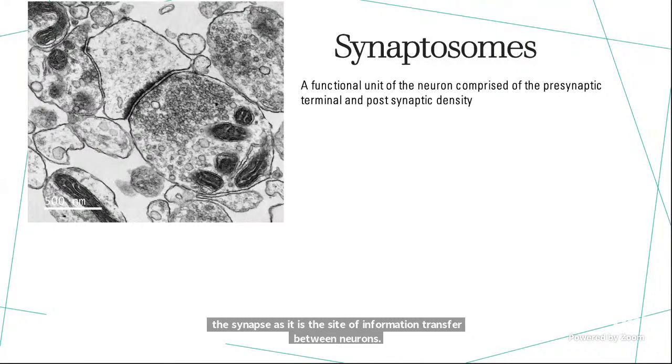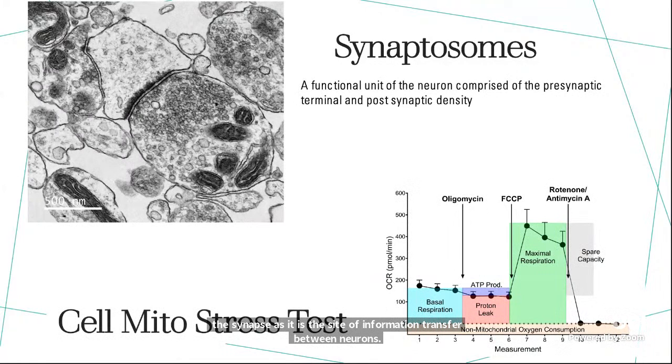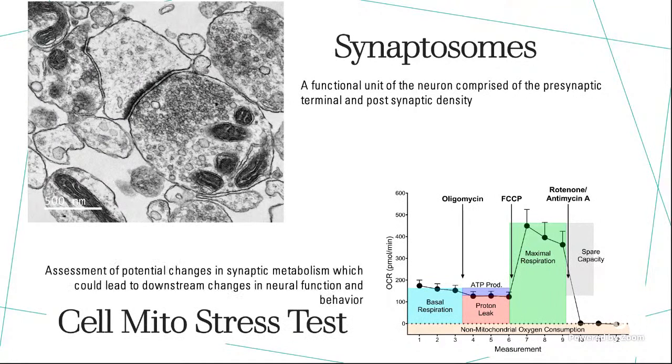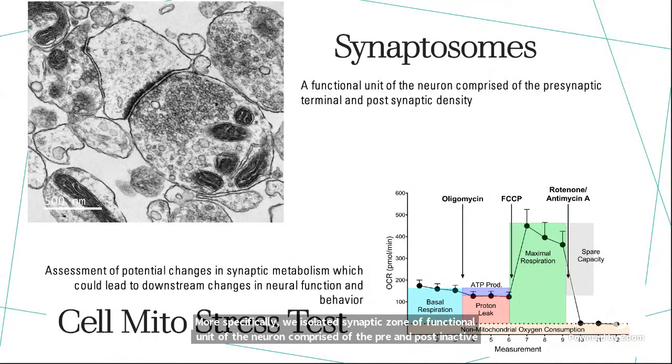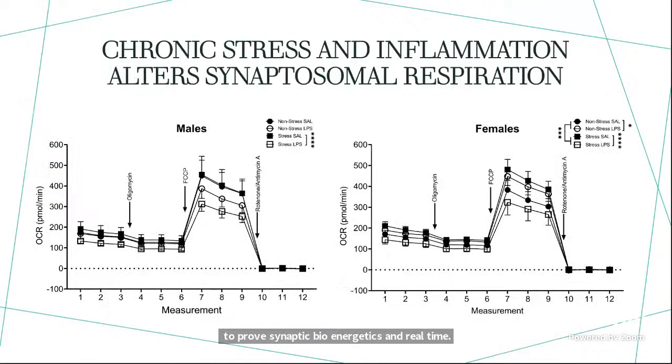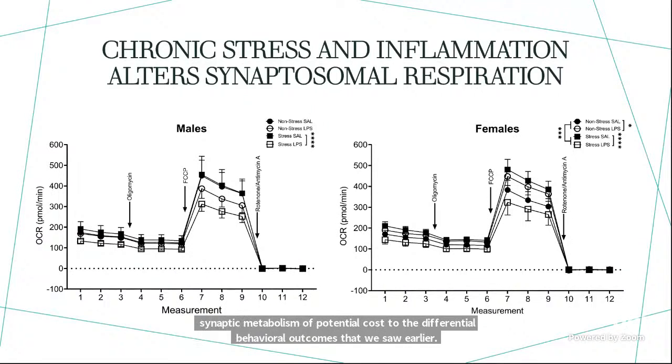bioenergetics in real time. To do this, we utilize Agilent's Seahorse technology and their cell mitostress tests to assess changes in synaptic metabolism, a potential cause of the differential behavioral outcomes that we saw earlier. So looking at this data, in males, a combined history of stress and inflammation decreases overall oxygen consumption in synaptosomal mitochondria, which is not driven by a particular aspect in the respiratory chain assessed.